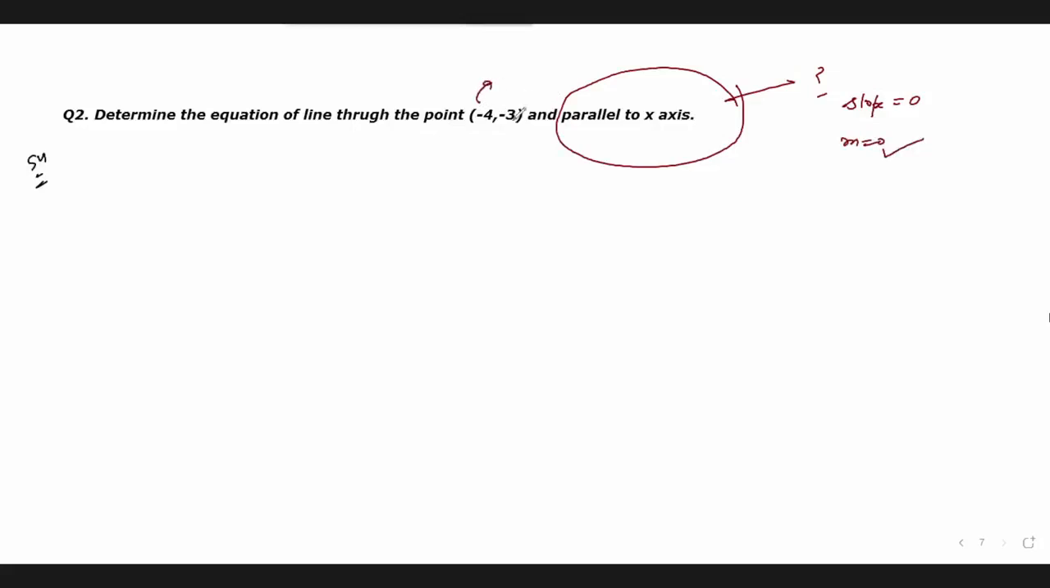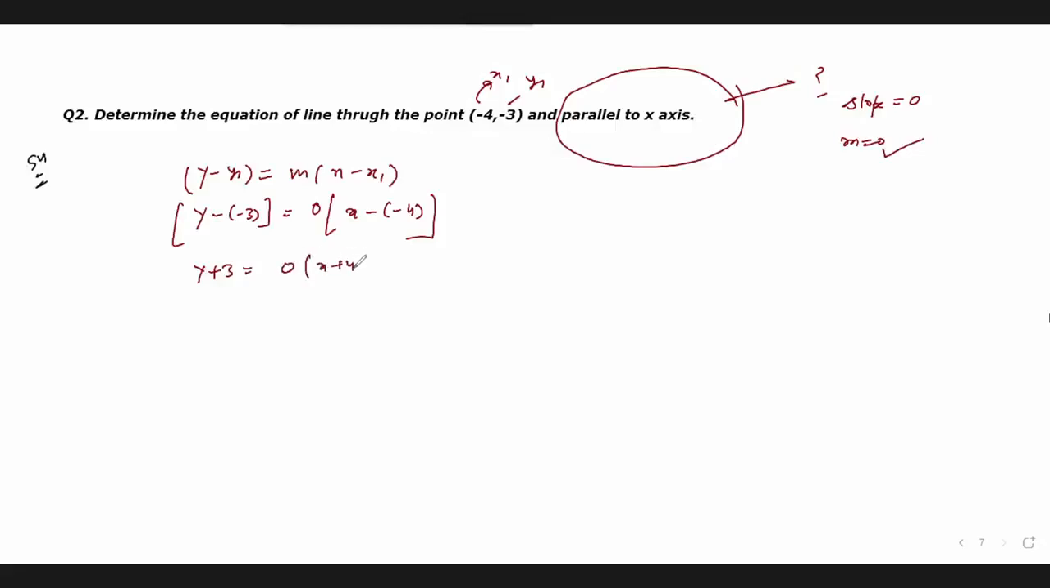And this is a point that is minus 4, minus 3. So this is my x1 and this is my y1. So y minus y1 is equal to m times x minus x1. So y minus of minus 3 is equal to 0, x minus of minus 4. So y plus 3 equal to 0, x plus 4. So y plus 3 equals 0. So y equals minus 3. This is the equation of a straight line.